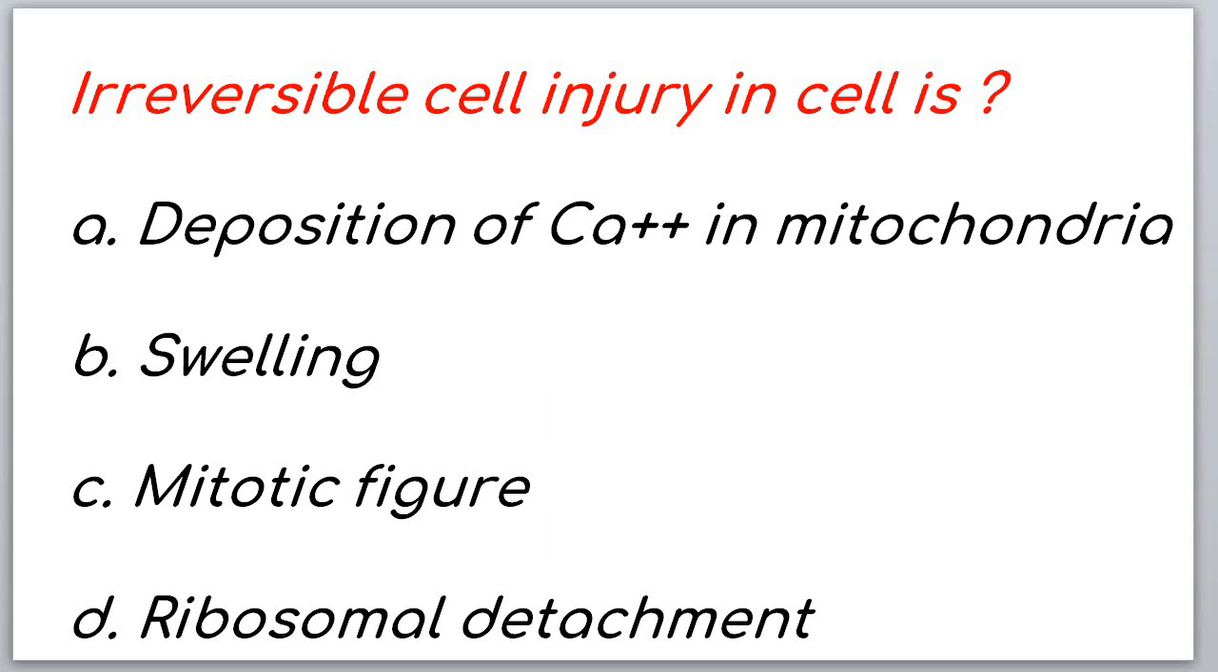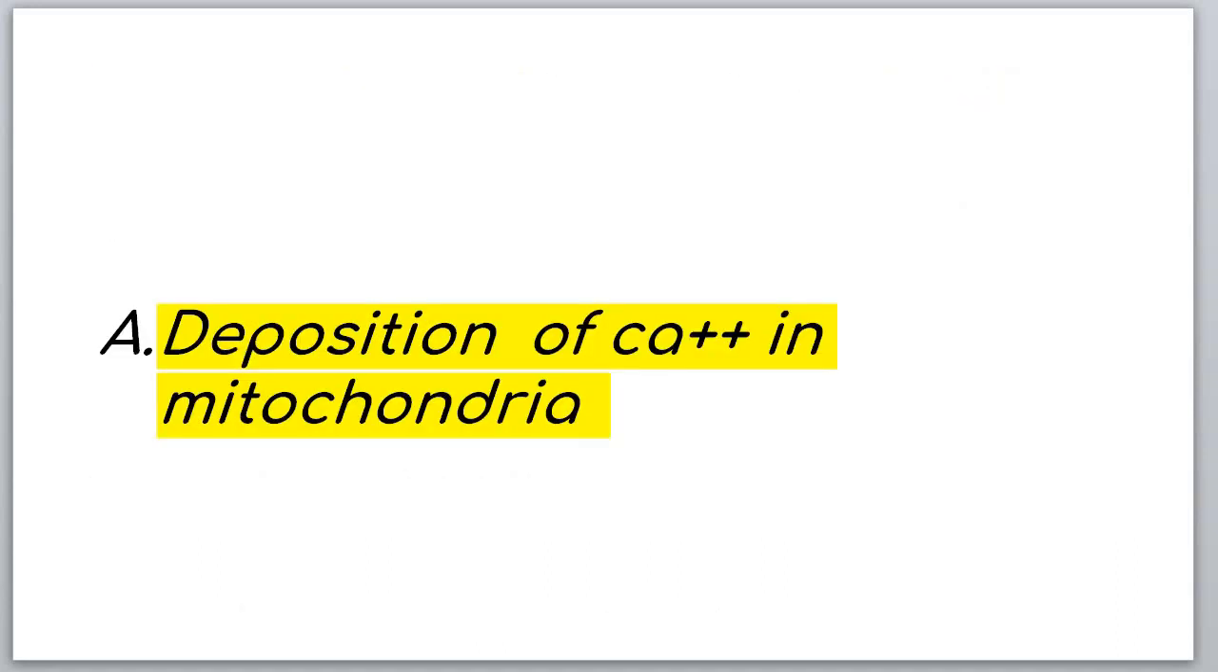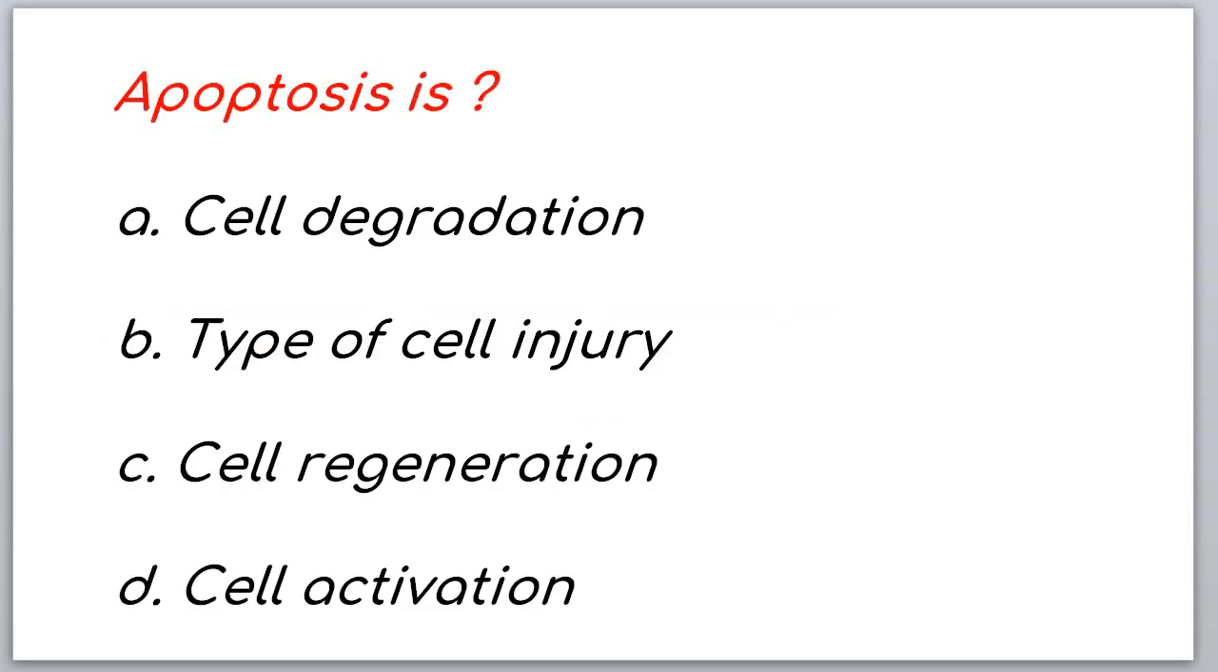Irreversible cell injury in cells is: option A, deposition of calcium ions in mitochondria. Option B, swelling. Option C, mitotic figure. Option D, ribosomal detachment. Option A, deposition of calcium ions in mitochondria, is the correct option.